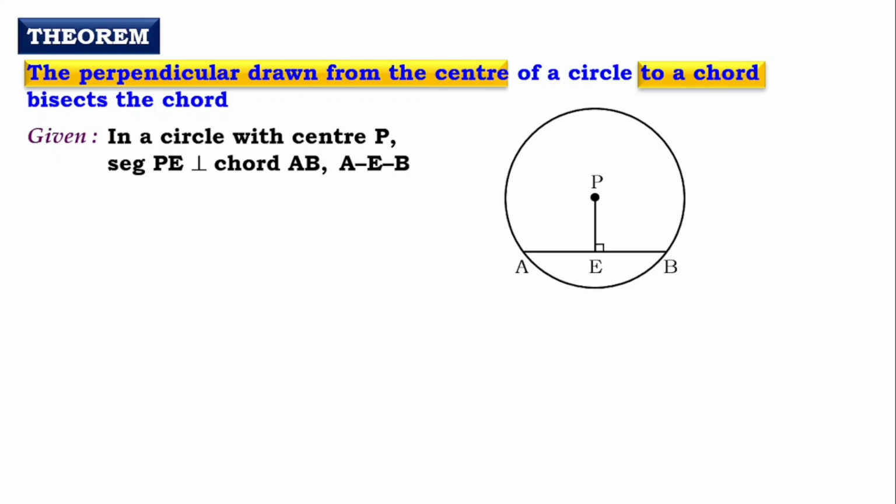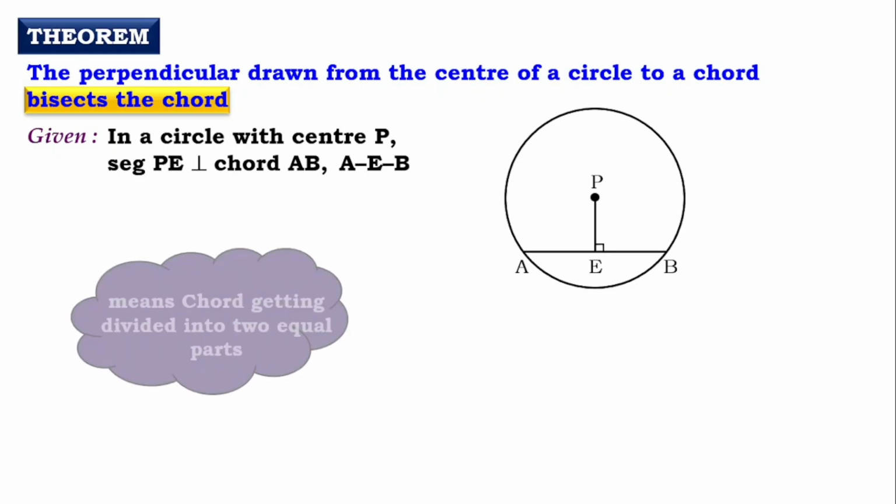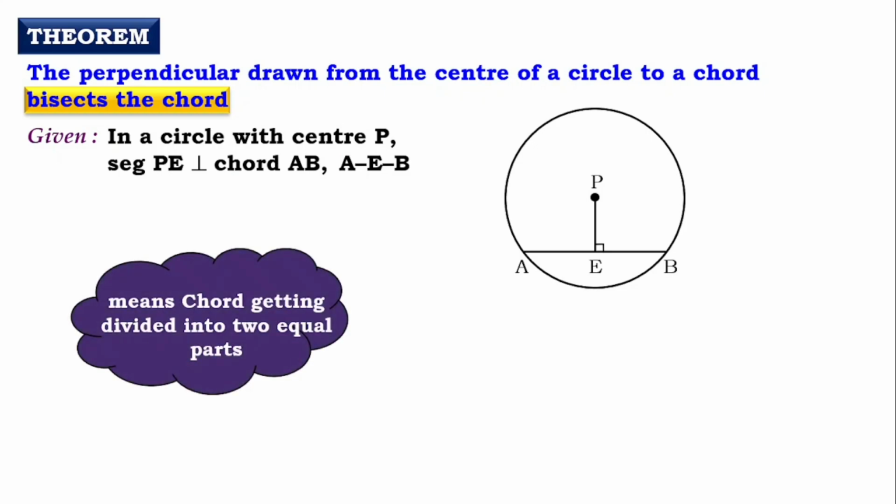Moving further, what do I need to prove? Bisects the chord means the chord gets divided into two equal parts. So this chord AB will be divided into two equal parts. That is, my AE is equal to EB. So to prove: segment AE is congruent to segment EB. Understood? This is what I need to prove in this theorem.